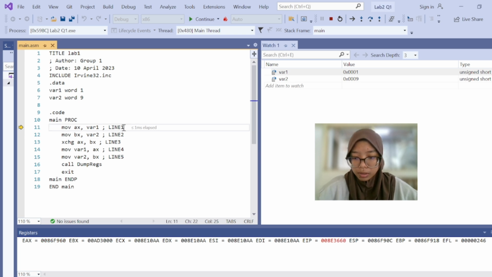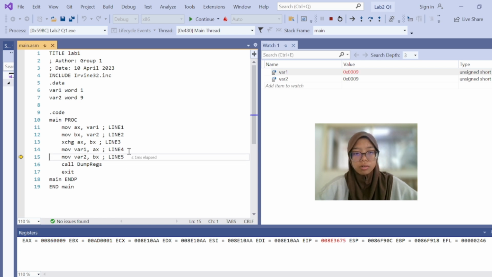So after we step over, the value of EAX is now 00860001, which means that the value of AX is 0001. So for line 2, the value of var 2 is moved into BX, which means that EBX is now 00800009. So the BX value is 0009. For line 3, the exchange operation swaps the value of AX and BX. So now AX is 0009 and BX is 0001.